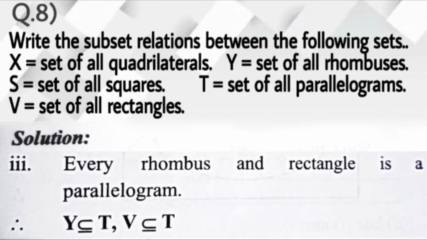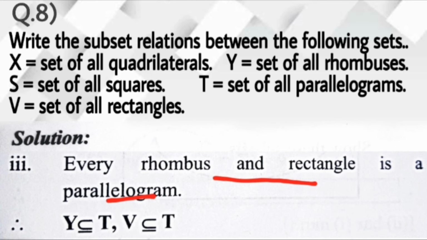Similarly, every rhombus and rectangle is a parallelogram. वो तो हमने देखा, because in a parallelogram there should be two pairs of parallel sides. So rhombus and rectangle is also a parallelogram. Okay, and square is also a parallelogram. वो हमने second sentence में लिखा था.